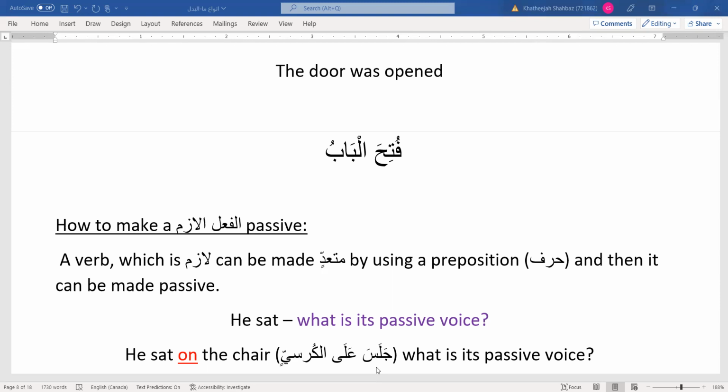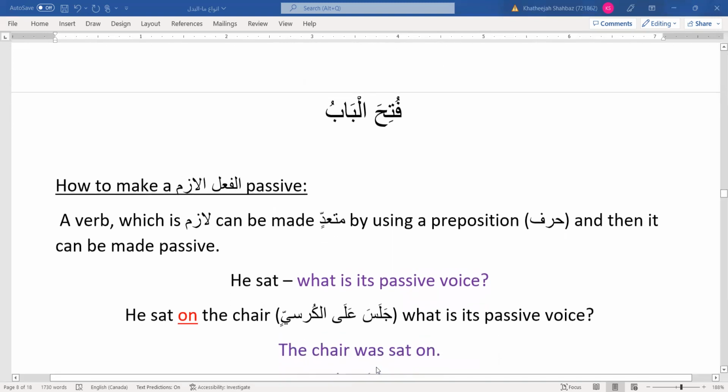Ala. Just give me the English of it. He sat on the chair. What is the passive voice in the English language? The chair was sat on by him. No, the chair was sat on. Him will not be there. The chair was sat on.